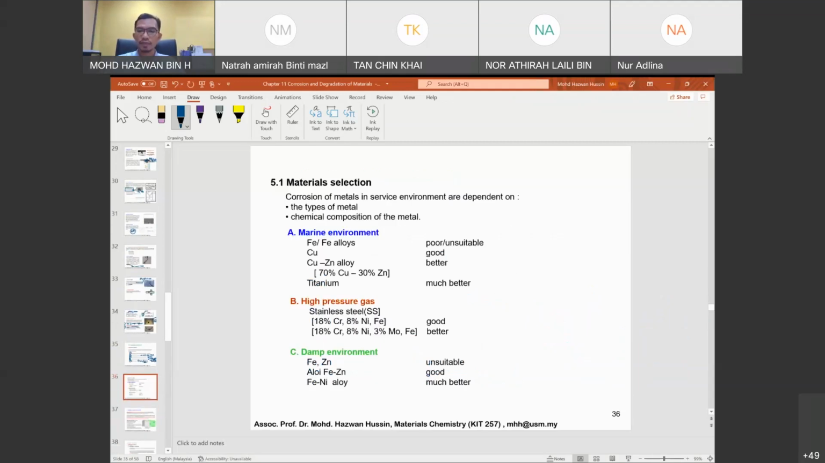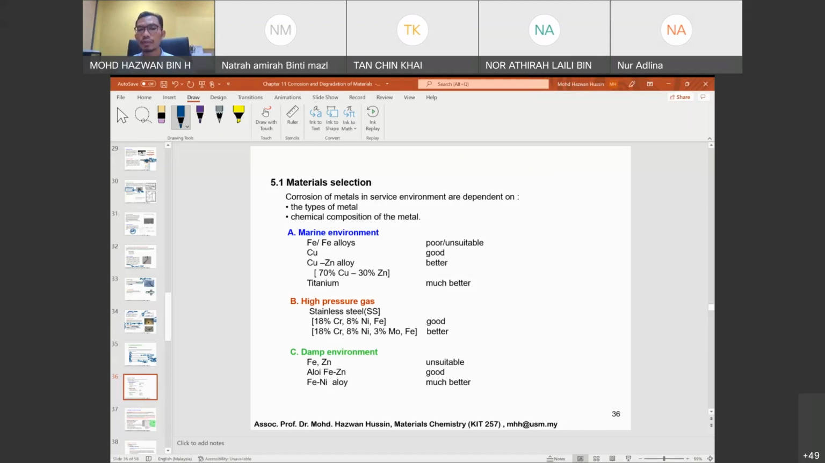Okay, so we go one by one. The first one is actually material selection. In order to produce a metal, we have to understand that we need specific types of element that can prevent corrosion or are resistive to corrosion. Okay, in a marine environment, we know that if we use iron, it will be poor because definitely it will corrode. And the marine environment, with the presence of chloride ions and different types of minerals, can trigger corrosion.